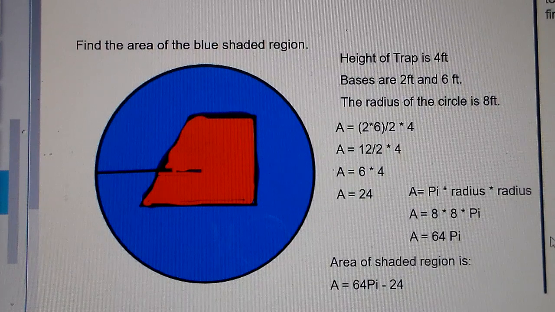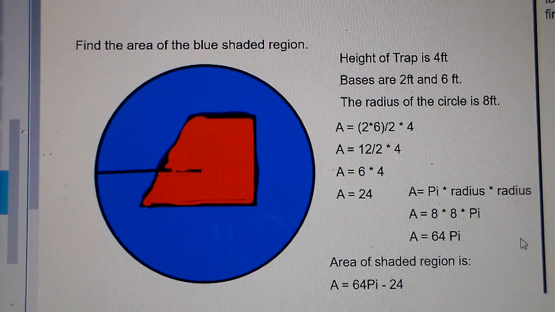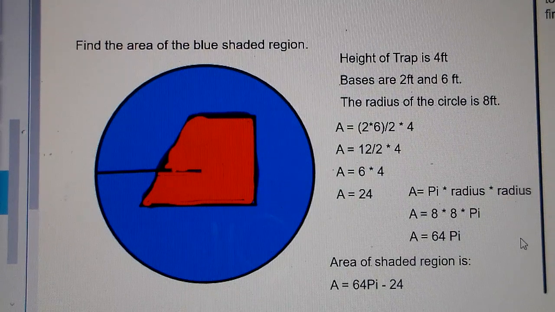We could also put this into the calculator. 64 pi minus 24. And what we're going to get would be 177.06. So that's what will be represented as a decimal.